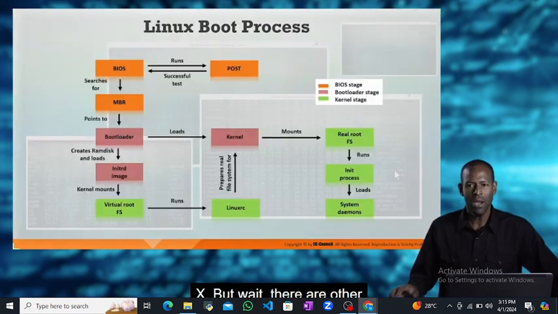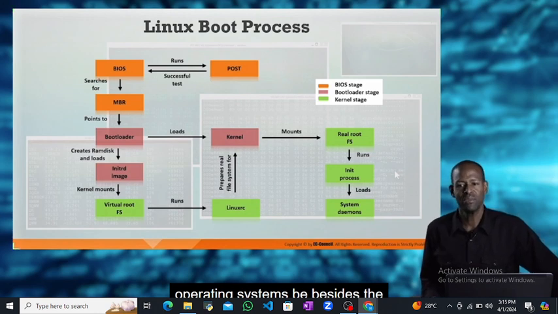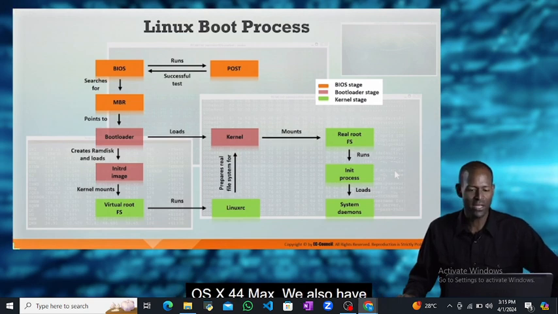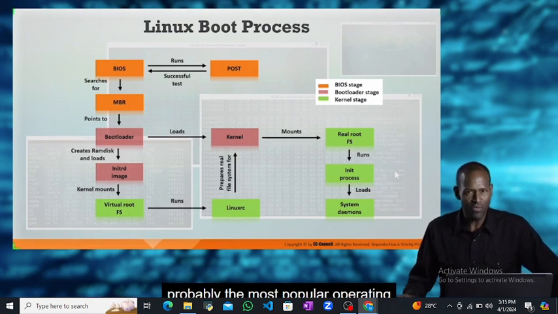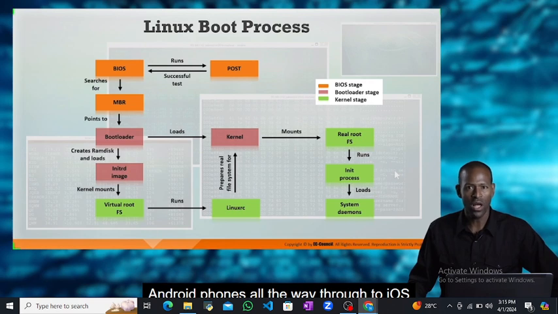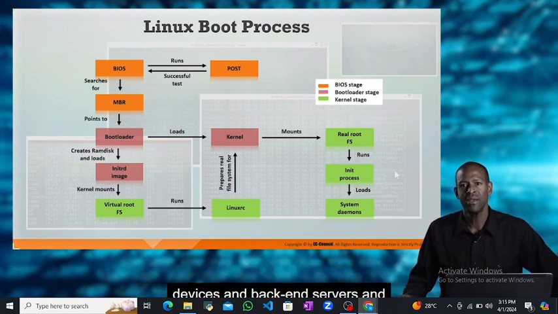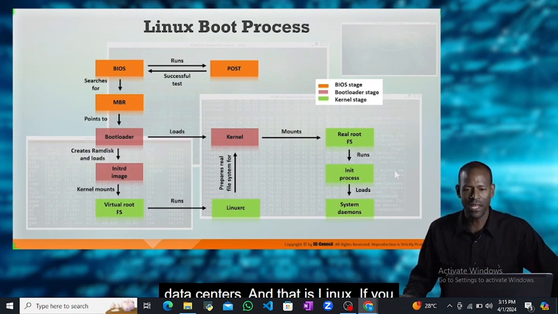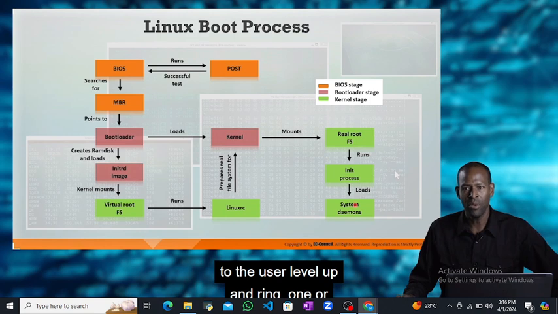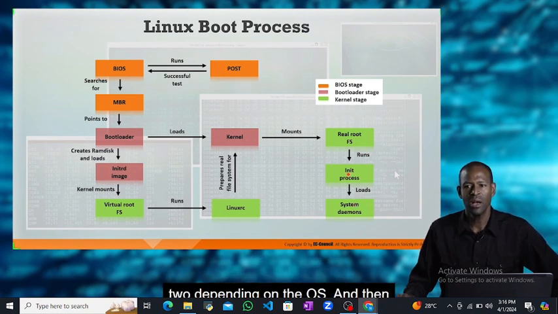OS X. But wait, there are other operating systems besides Windows and OS X for Macs. We also have probably the most popular operating system if you take every single device, from Android phones all the way through to iOS devices and back-end servers and data centers, and that is Linux. If you look at the table here, we see the kernel stage. This is the lowest level of the operating system before we get to the user level up in Ring 1 or 2, depending on the OS.